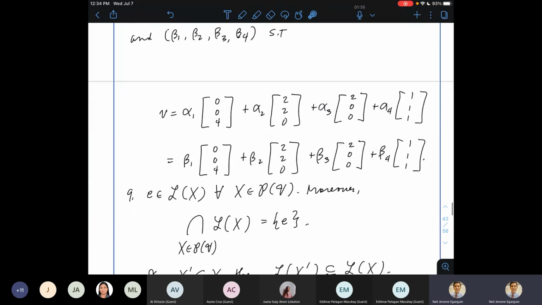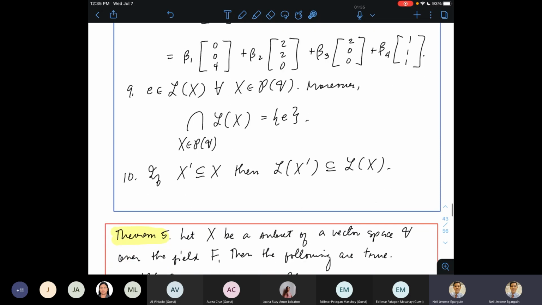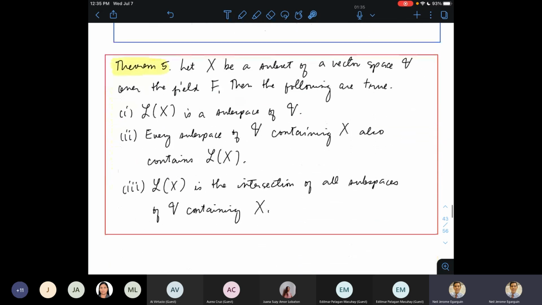Okay. Then you have exercises 9 and 10 here. Okay. Then we have theorem 5. If you have a non-empty set X, then it says here that L of X, or curly L of X, is always a subspace. So this gives us another way of creating subspaces, right? So aside from the two we know, the trivial and the improper subspace, and then we have proposition 4, which tells us that the intersection of any finite number of subspaces is another subspace.